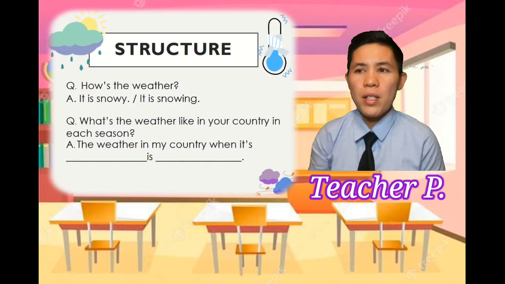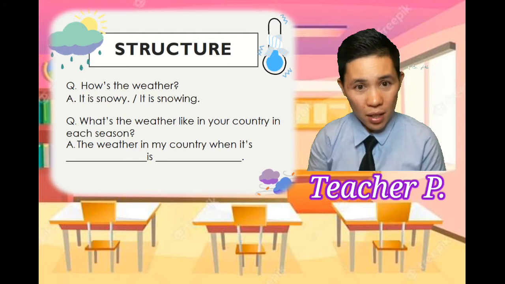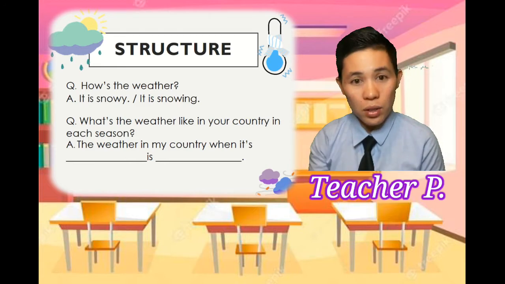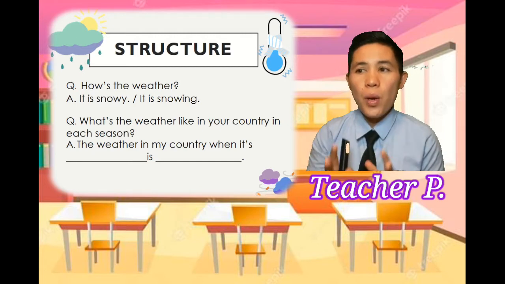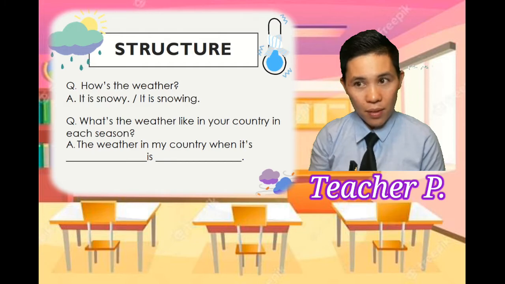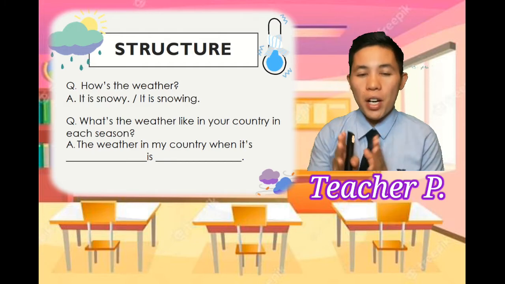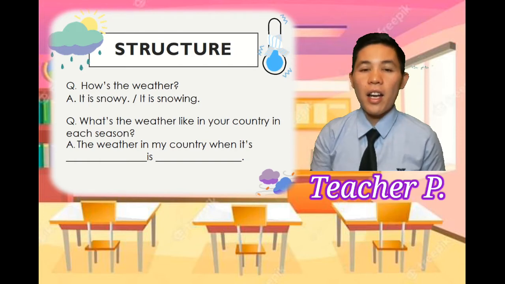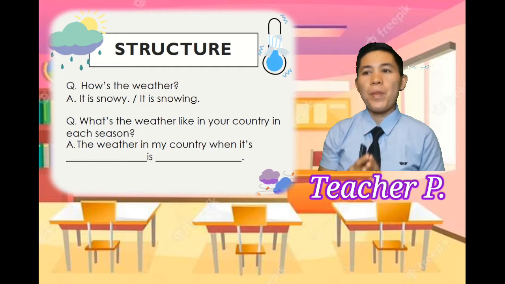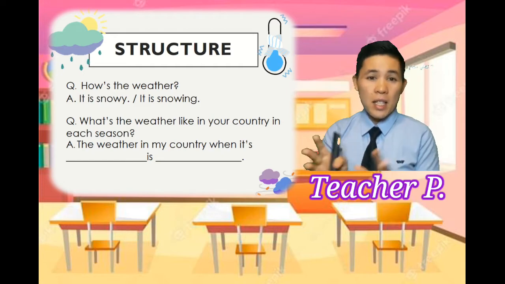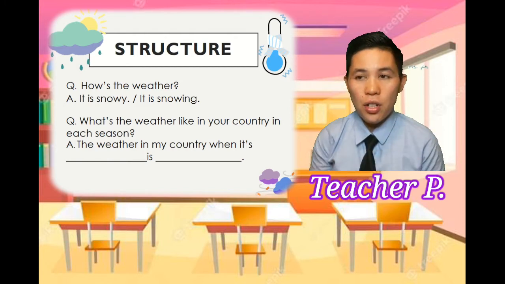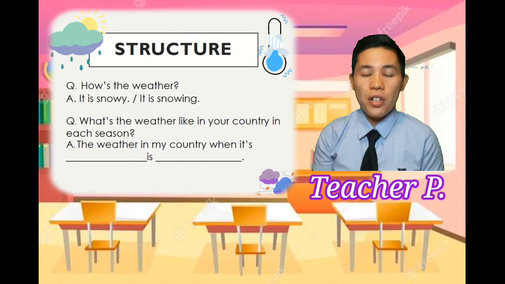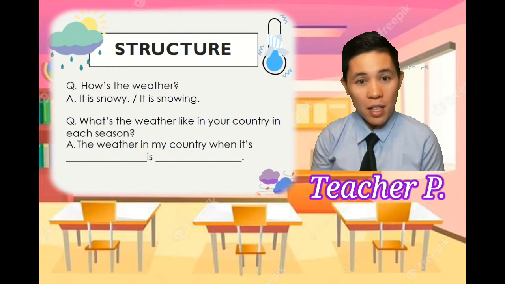Now, the second structure we have is, what's the weather like in your country in each season? So you can answer, the weather in my country when it's winter is cold. Okay, again. What's the weather like in your country in each season? So you can answer, the weather in my country when it's summer is sunny. Okay, again, let's start from the top. How's the weather? It's sunny. Second structure, what's the weather like in your country in each season? The weather in my country when it's summer is sunny.